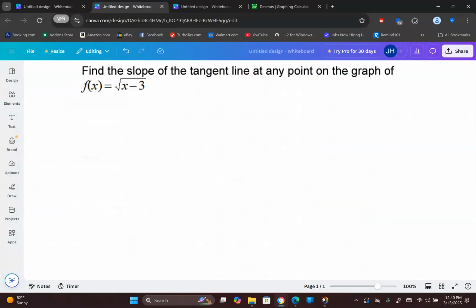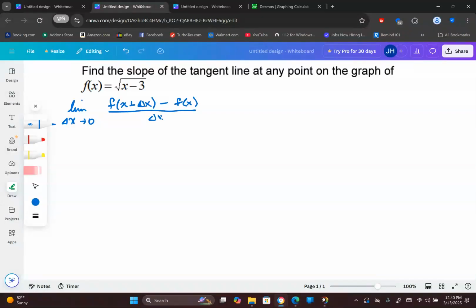What do we do if we have a radical? If you've watched any of my other videos, you know when we deal with radicals, we may have to deal with some rationalization. So we're going to do again the limit as delta x approaches 0 of f of x plus delta x minus f of x all over delta x.